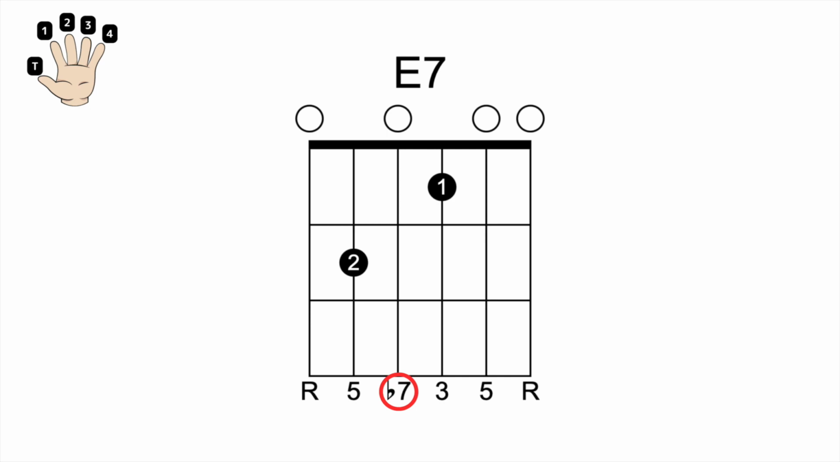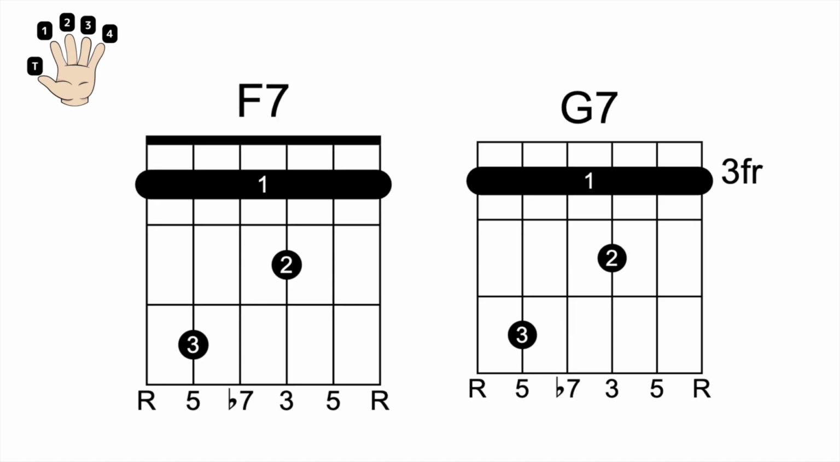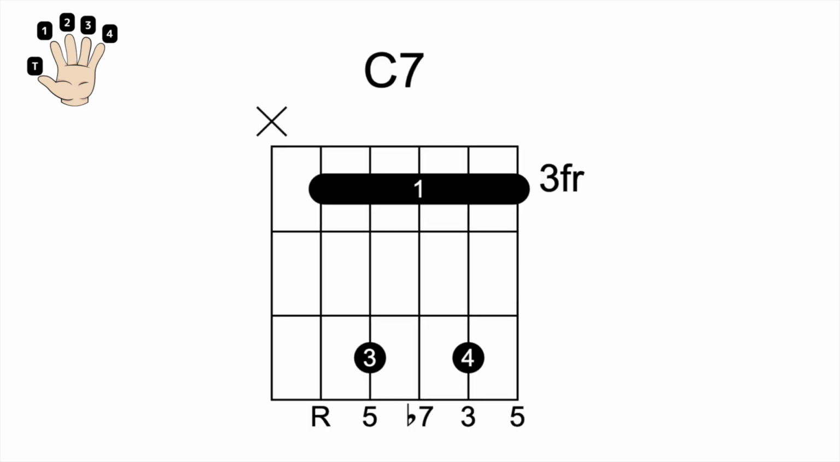This E7 chord shape is movable, which means that you can slide it up and down the fretboard to create different dominant seventh chords. To do this, you'll need to bar the strings with your index finger, allowing you to maintain the shape of the chord while moving it to different positions. Let's try another example, this time with a bar chord shape starting on the 5th string.